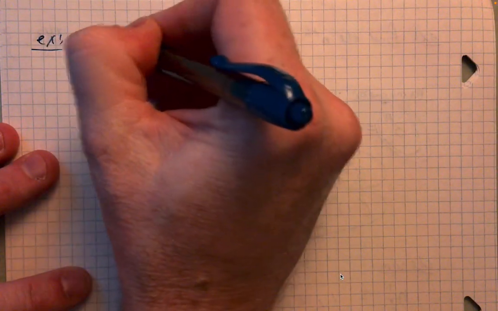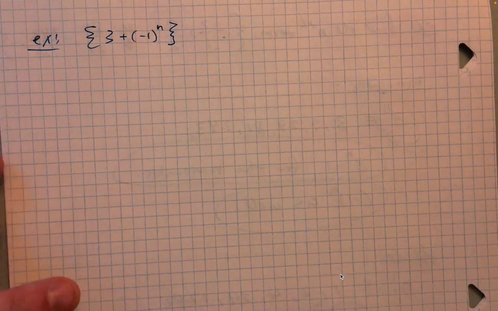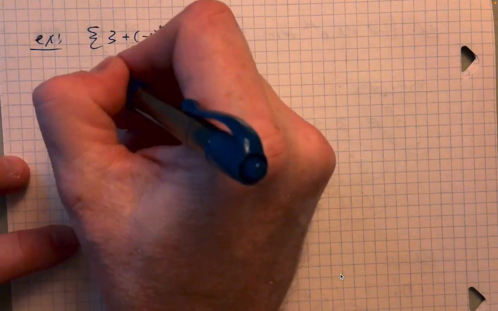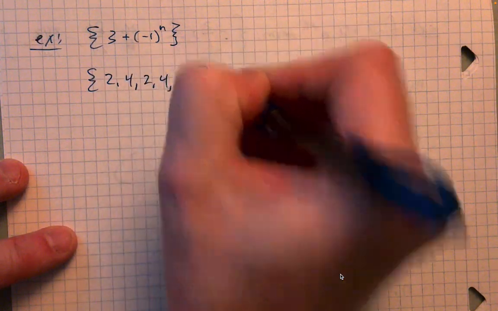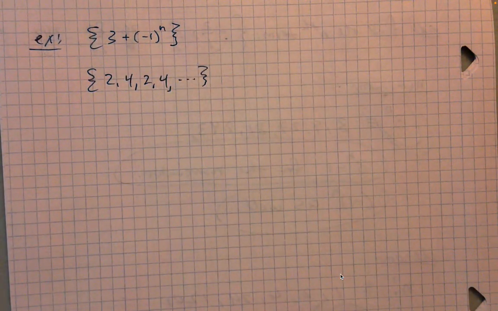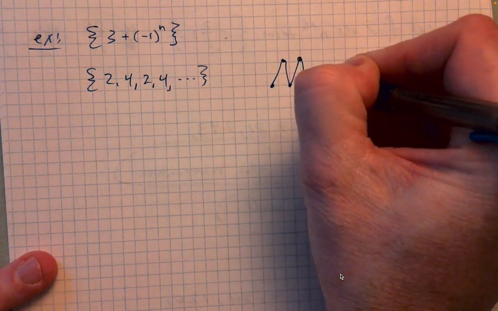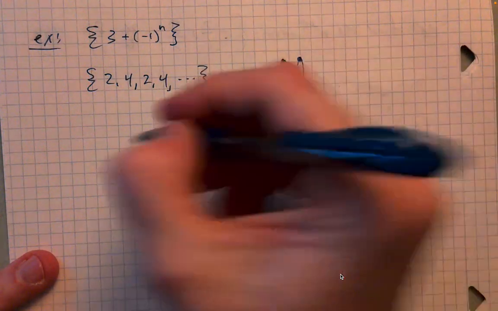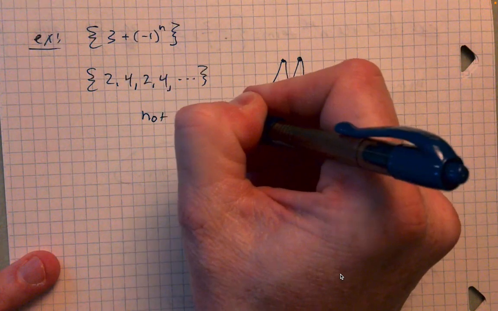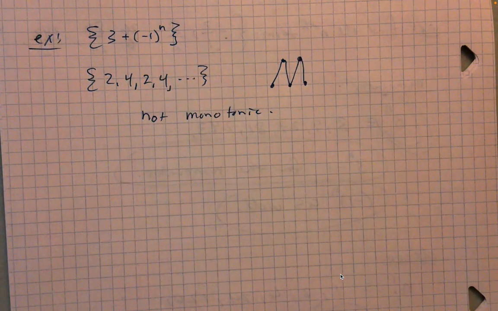Okay, so first example, what about this familiar one? Is this monotonic? No, right? Remember, this is 2, 4, 2, 4. It just oscillates, goes back and forth. Clearly it goes up and then it goes down and then it goes back up and then it comes back down, right? So it's got both directions, right? So this is not monotonic. It oscillates. Okay.